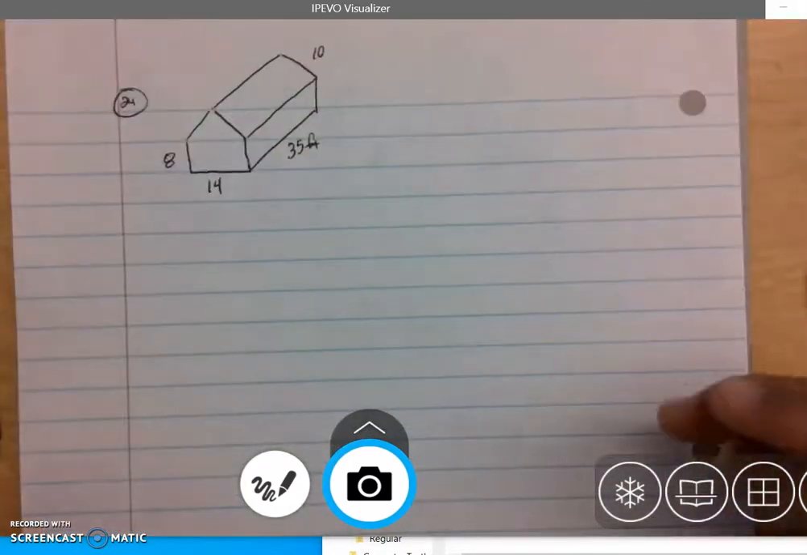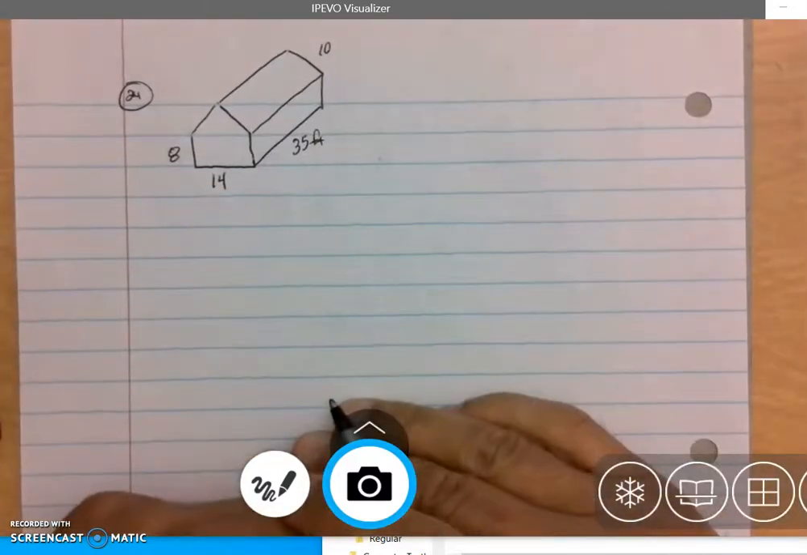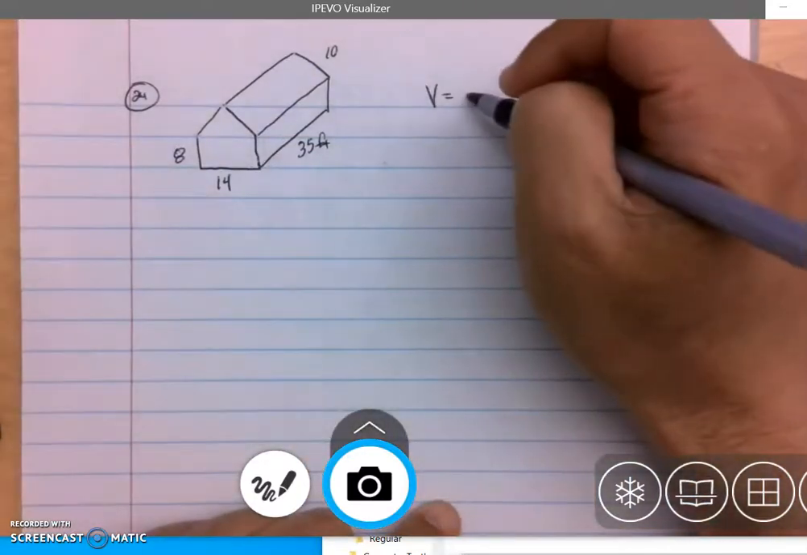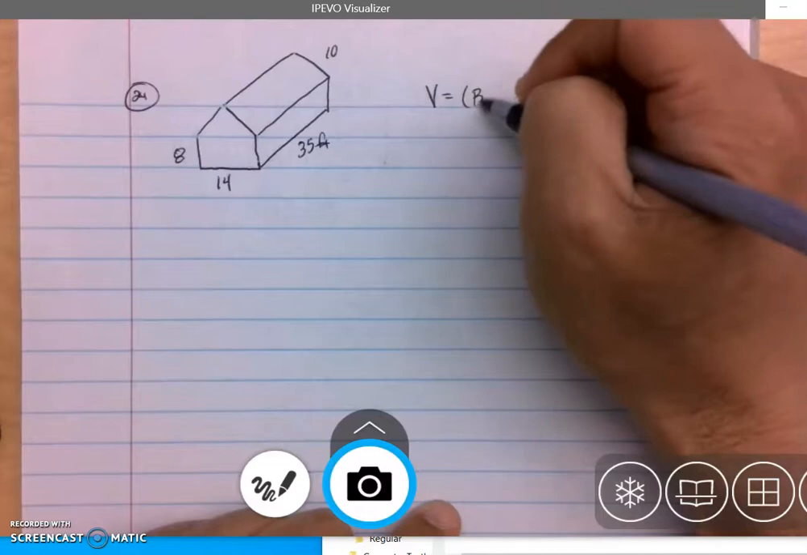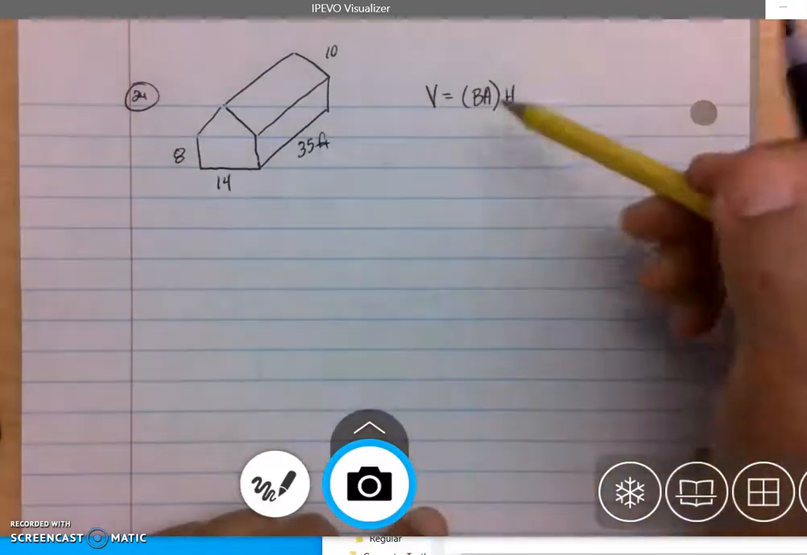All right, I'm going to look at number 24 here. This is the greenhouse problem. We're going to figure out the volume of this greenhouse. It's basically a prism here. So we just got to figure out the volume. You figure out the base area and multiply it by the height. Now the base area is going to be the hard part.